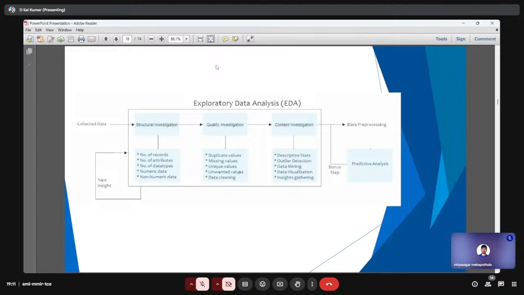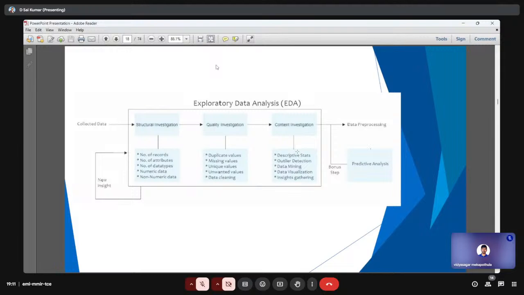Sometimes some values may not be useful for our prediction model, and even this data cleaning or some of the concepts that we cover with respect to quality. I'm just trying to check the quality of data by using this quality investigation. So finally, we have content investigation, that is with respect to descriptive statistics.